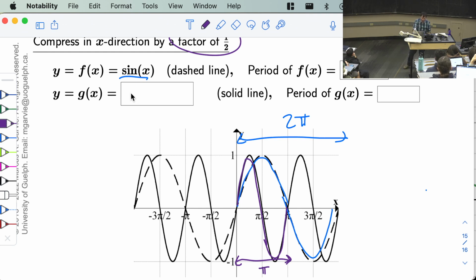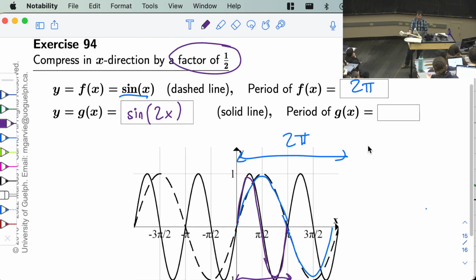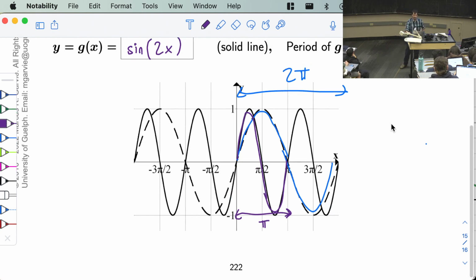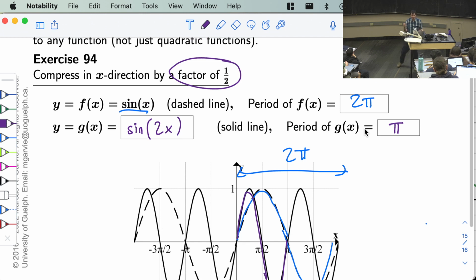So take the original function and like a spring, like shrink it down. So that's the function sine of 2x, right? Multiplying by 2 will shrink everything by a factor of a half. And now you might ask the question, what is the period of this function? Well, the period is pi. It's repeating every pi now. Instead of 2 pi, the period got shrunk down to. So that's a periodic function getting shrunk. Compressed in the horizontal direction, I guess, if you want to be fancy about it.